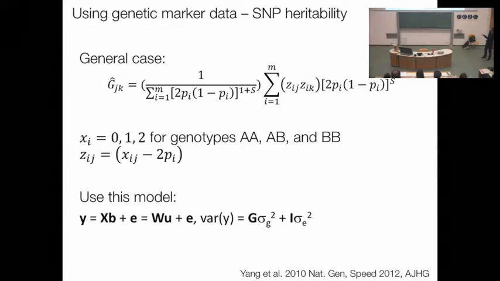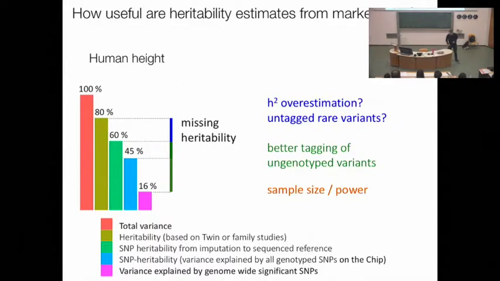So we can partition the variance in y into 2 components, one attributed to resemblance between relatives and the other that's residual. And this leaves us in the field. This is an example for human height, and we have different variance estimates depending upon how we do the study.